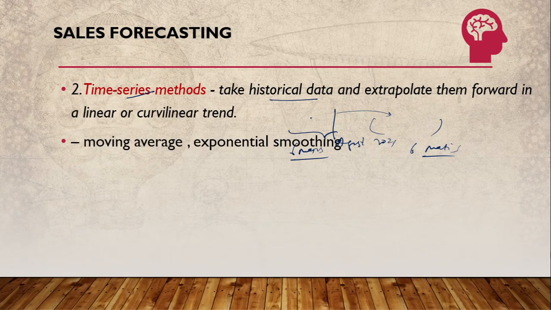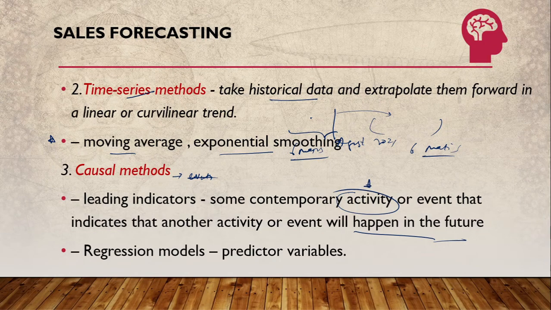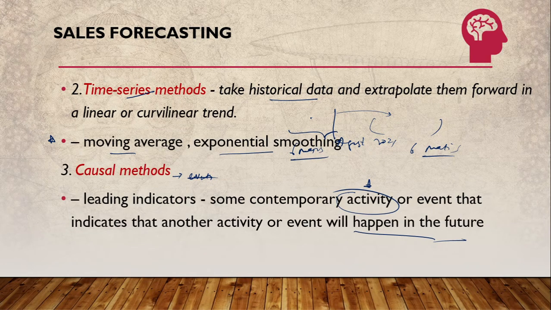You can do based on average method or exponential smoothing. These are some of the methods in which you can identify, just remember the names, that should be sufficient. And the third one is the causal methods. Causal methods are like sometimes depending on the activity as to what is happening at present, you will identify whether it will happen in the future or not. It is activity based. So this is also you have to remember. So three methods are the qualitative method, the time series method, and the causal methods, which are useful in sales forecasting.